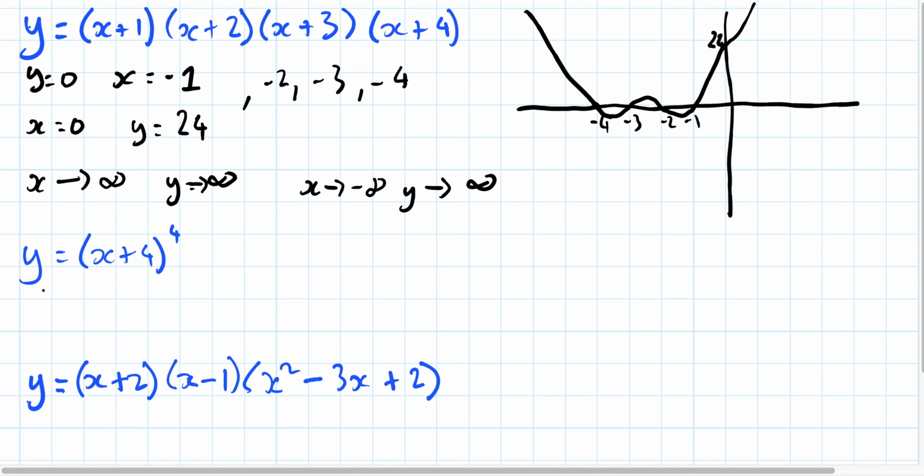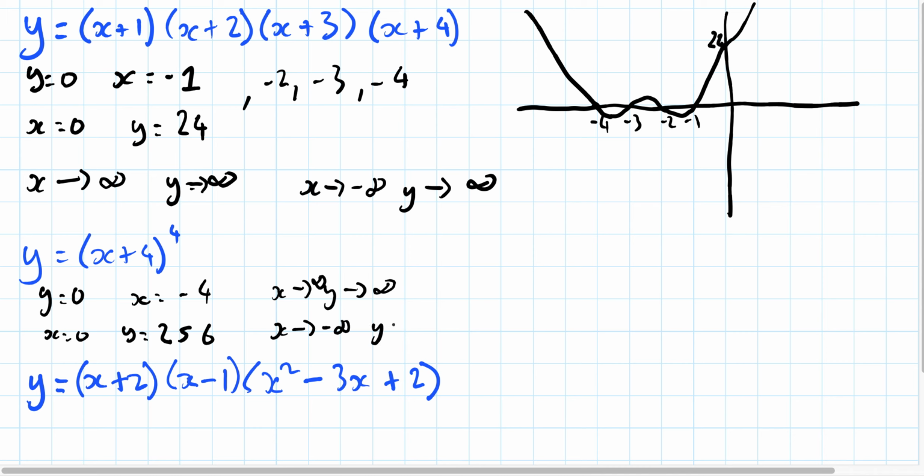So here, same thing: when y equals 0, x equals -4 for all 4 terms, and then when x equals 0, y equals 256. And then we do the same thing for the infinities. When x goes to infinity, y goes to infinity. When x goes to negative infinity, y goes to infinity.